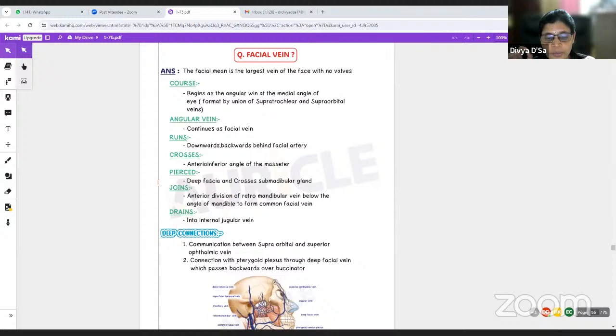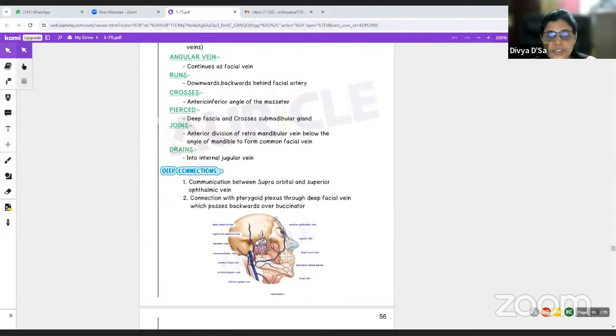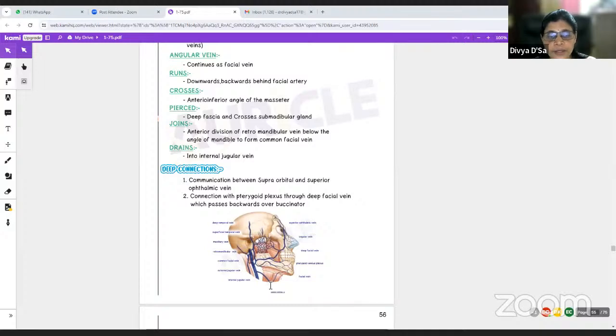the internal jugular vein. So this facial vein has got deeper communications, that is, through the supraorbital and superior ophthalmic vein. So through this supraorbital, it communicates with the superior ophthalmic vein, because those are the formative veins there. And it also connects with the pterygoid venous plexus through the deep facial vein, okay, which passes backwards. So you can see here, this is the pterygoid venous plexus, and this is the deep facial vein here, which you can see.